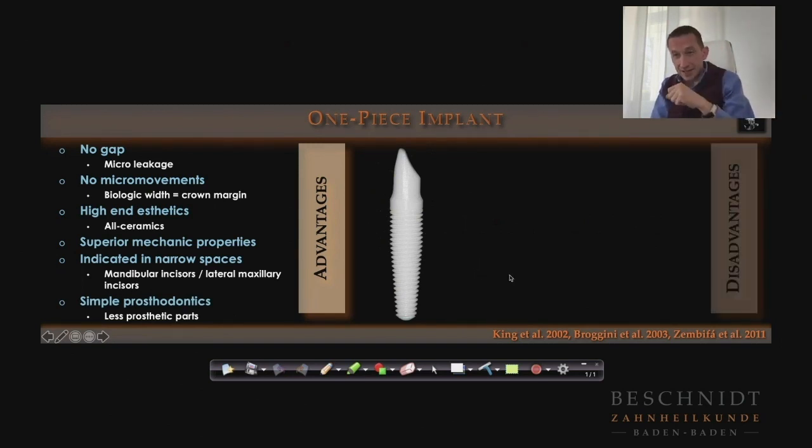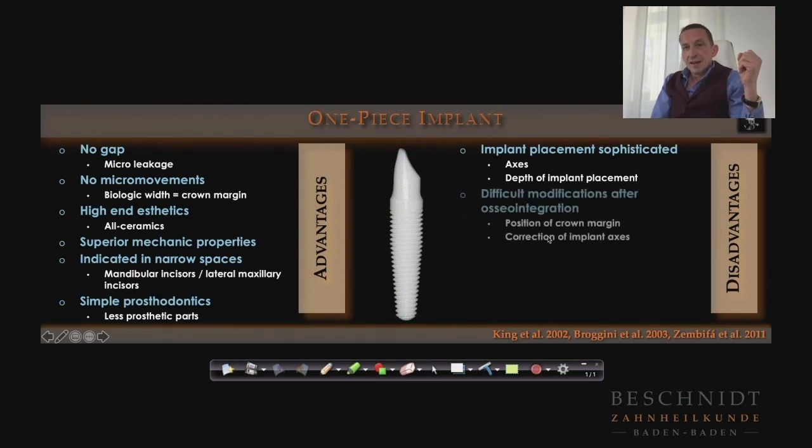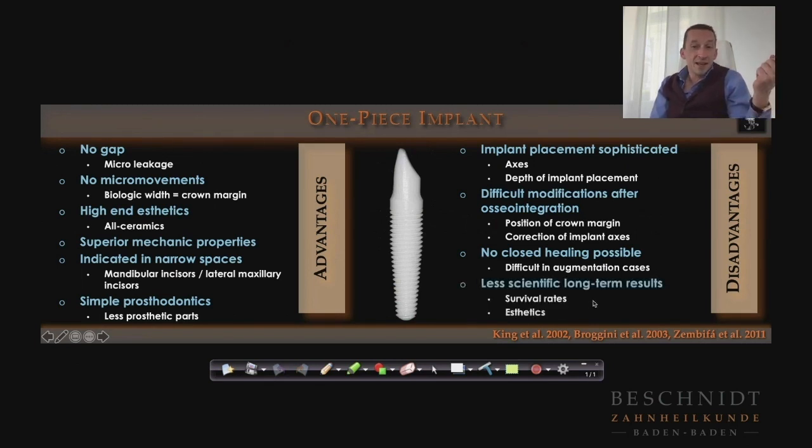But on the other side, the disadvantages. The implant placement is much more sophisticated because once you place the implant, it's very difficult to correct the axis or even the depth of your crown margin. It's difficult to modify the crown margin after osseointegration because you have to grind an osseointegrated implant. You are not allowed to use closed healing because you already have an abutment inside. It's much more sophisticated if you need augmentation. And finally, we don't have enough long-term results, especially on the survival rates of all ceramic materials.